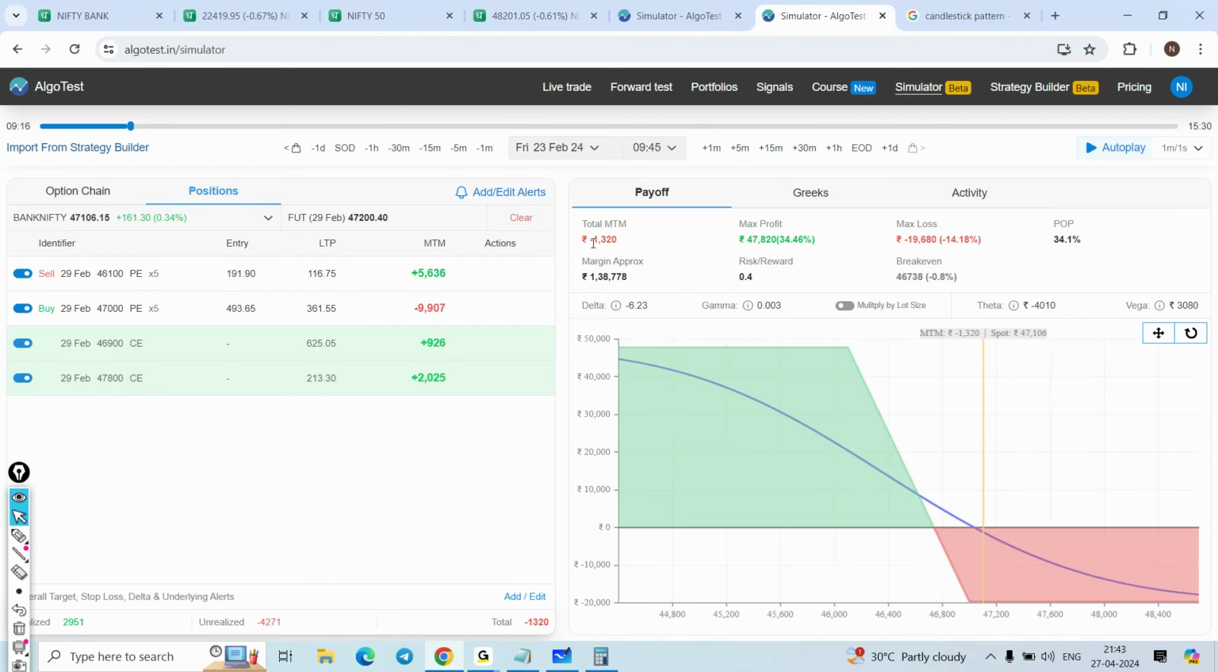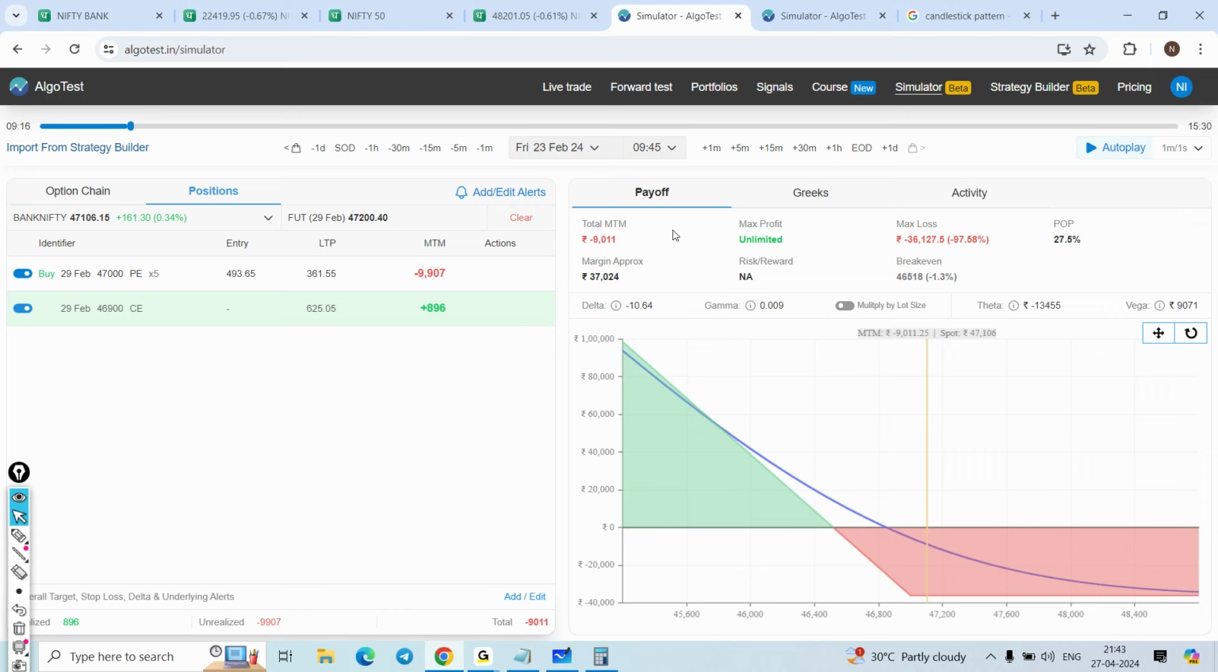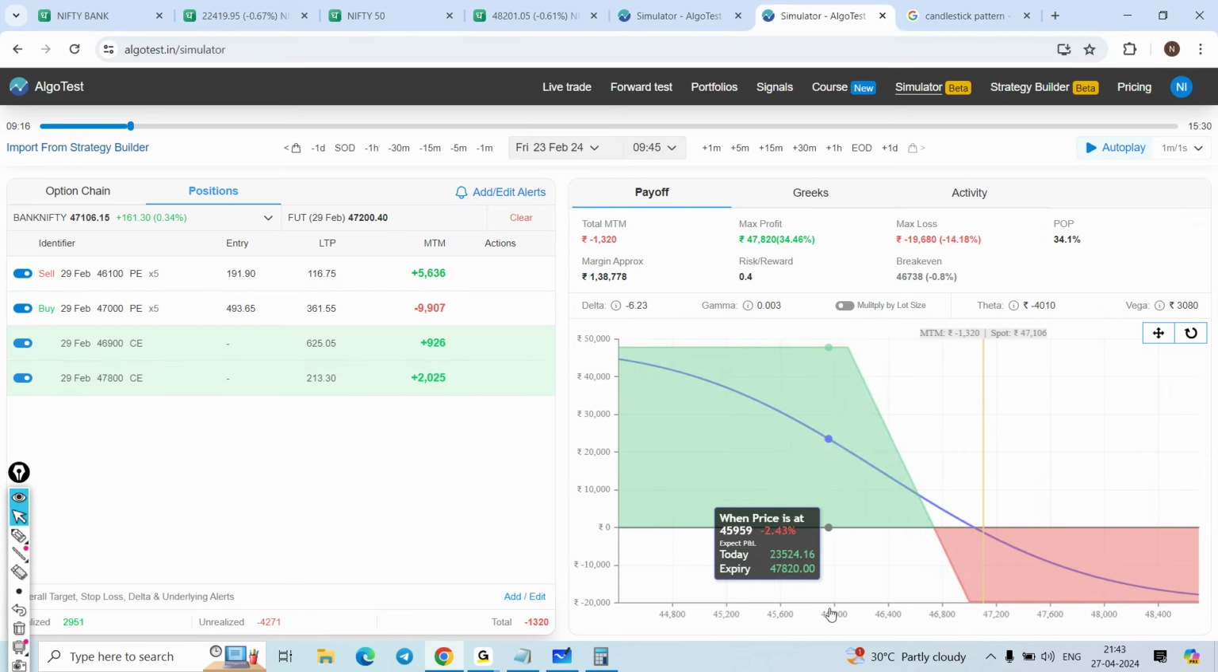Now tell me, 1,300 ka loss on 5 lot you have taken position. Now tell me, will you start overthinking the same way you're thinking here looking at 9,000? Will you overthink fear, emotion? Yes or no? Will you have anything as such? Yes or no? Now tell me.